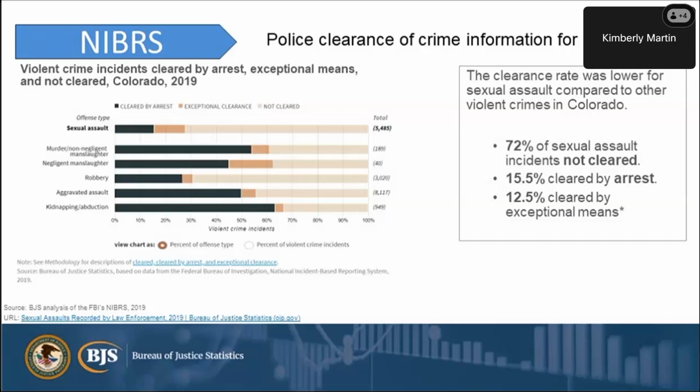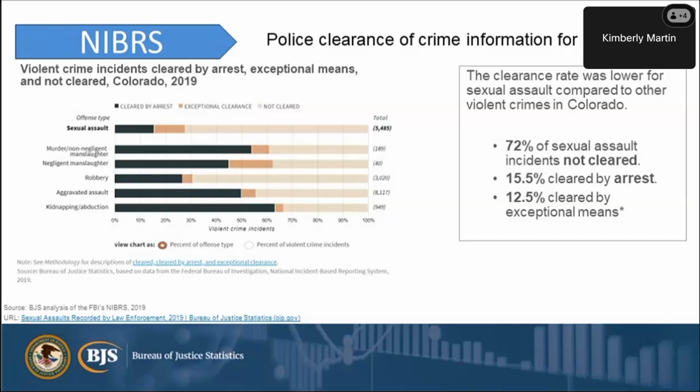The dark blue bars show the percentage of sexual assaults that were cleared by arrest. And then the tan or peach colored bar are ones that were cleared by exceptional means, which is interesting for sexual assault. And then the yellow is not cleared. And the reason why we showed this example is because sexual assault in a lot of states, Colorado is shown here, but this is pretty prevalent in most states.